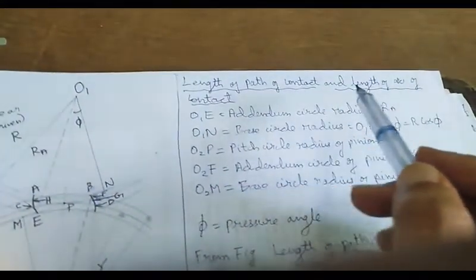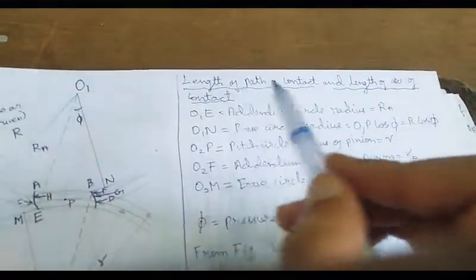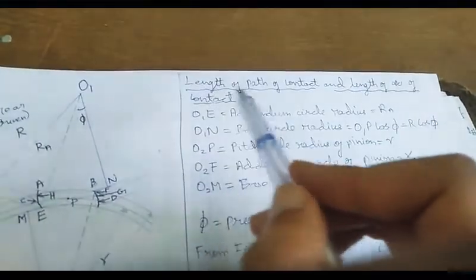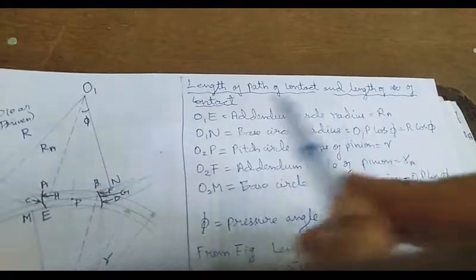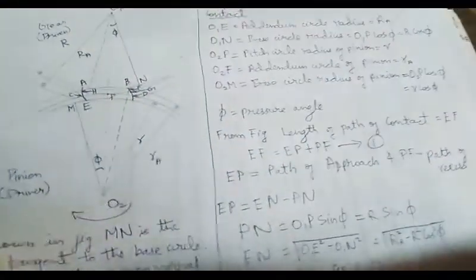So in this video we have derived length of path of contact and length of arc of contact. Length of path of contact is LPC, and arc of contact we can call AC. So this is an important derivation from the exam point of view.